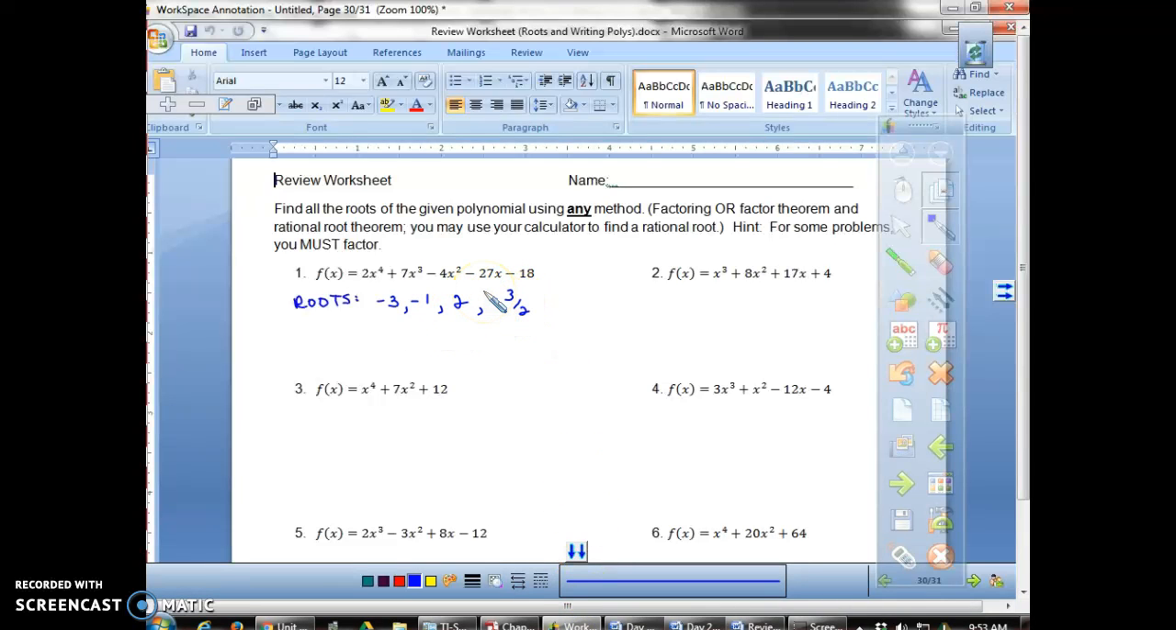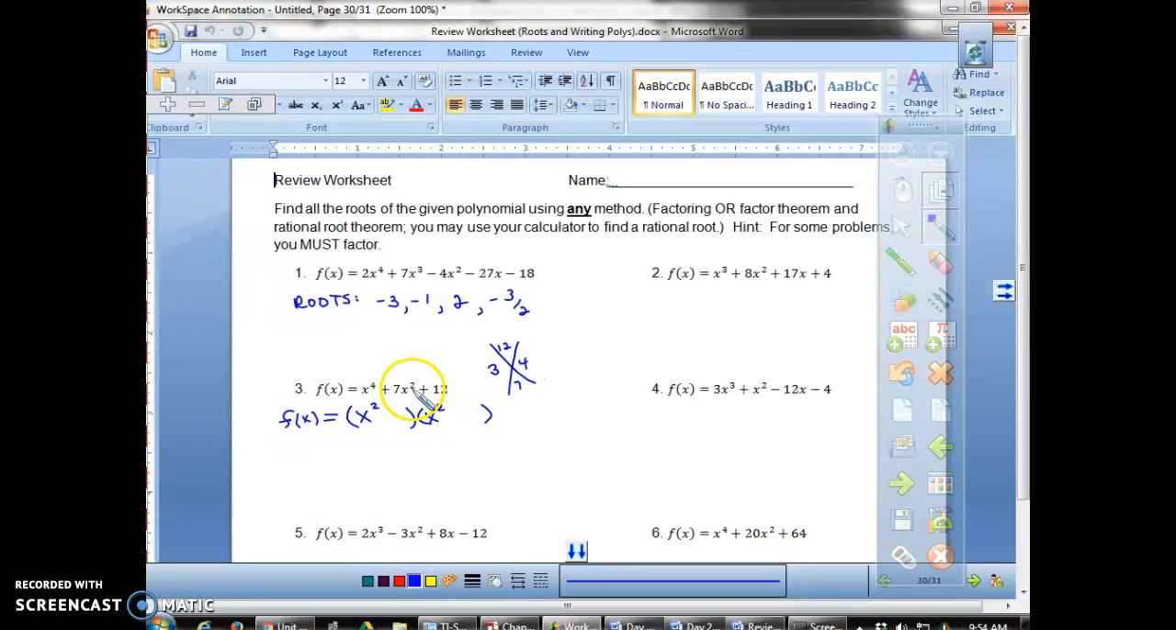Okay, now let's do another one. Let's do number 3 here. When I look at this one, I notice that it actually would factor. So I could try to graph it and see what happens, but since I see that it factors, it's going to be quicker just to factor it and solve. So what times what gives me x to the 4th? Well, that's just x squared and x squared. And then I'm looking for factors of 12 that add to 7, and they would be 3 and 4.